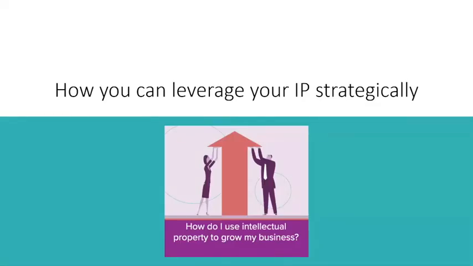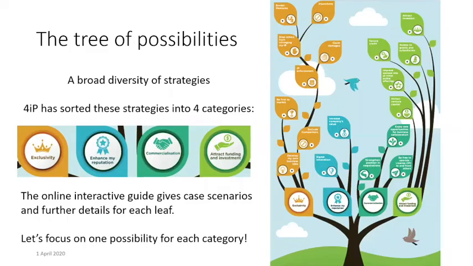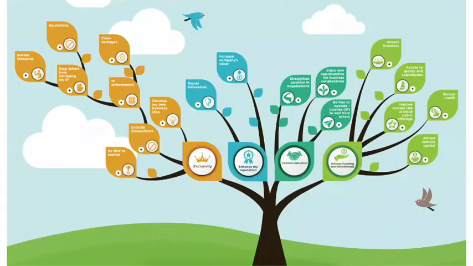How can you leverage your IP strategically? This is a question that we get from startups very often. There are many ways. And to explain this, we have created the tree of possibilities. And that's very graphic. It is interactive on the website again. We have broken down strategies into 4 categories. Exclusivity, the yellow, then blue, enhance your reputation, then green, commercialization, and finally, very green, attract funding and investment. So the online interactive guide gives you scenarios and details as usual, but let's focus on one possibility for each category. That's the full tree.